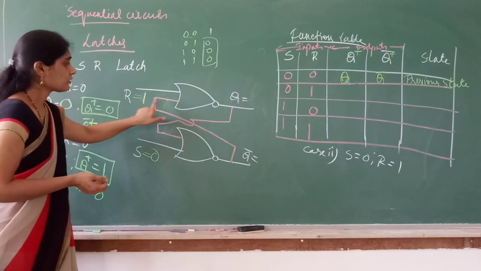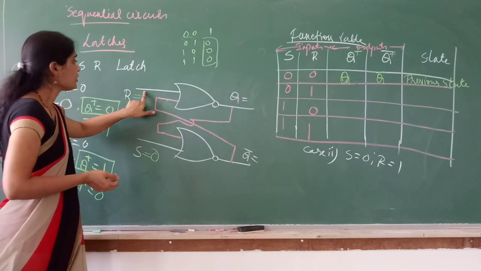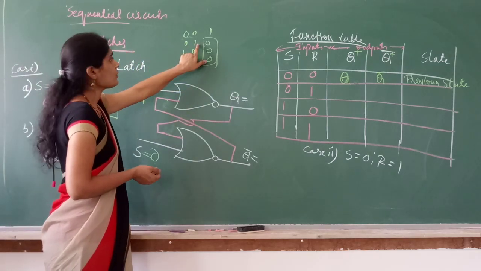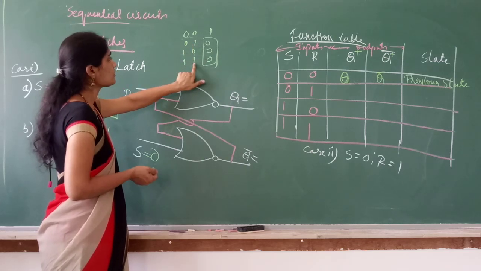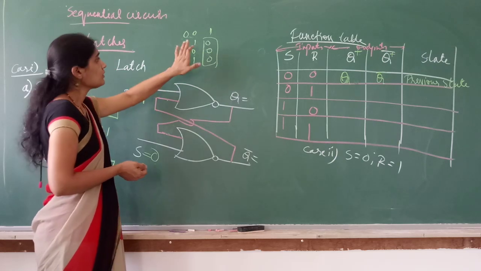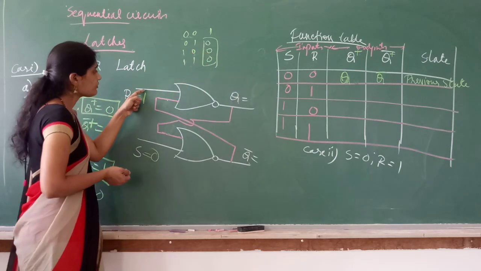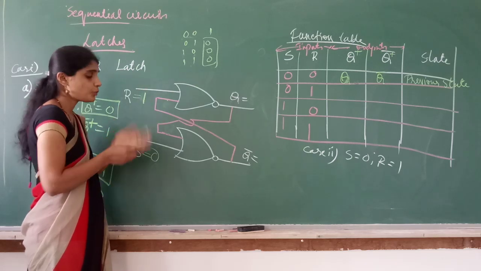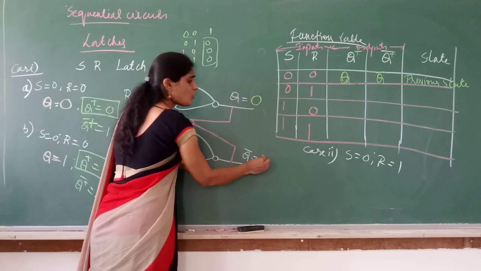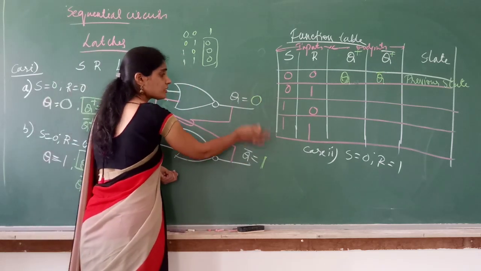Take this NOR gate. One of the input is 1. R is 1. This is the NOR gate truth table. What is a NOR gate? When any one of the input is 1, you need not worry about the second. Output is 0. So when any one of the input to a NOR gate is 1, output is 0. So what is Q? 0. If Q is 0, what is Q bar? 1. Q bar is just the complement.